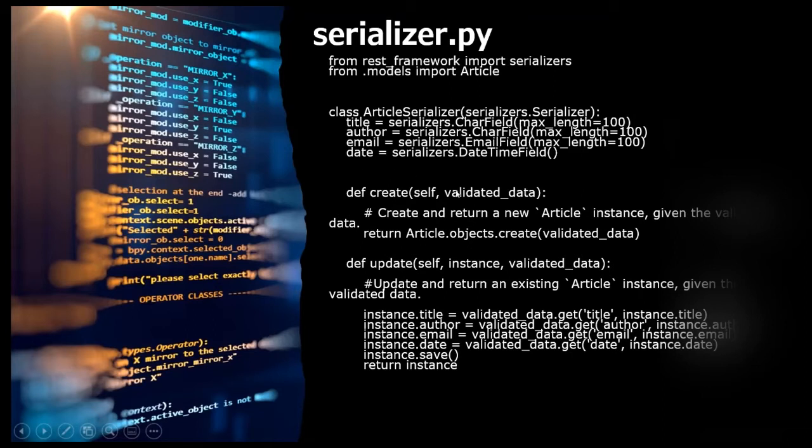Okay? So pag tinawag natin si create, it will validate the data and return the article instance given the validated data. So yan, kukuhain lang yun. And sa update naman, update and return an existing article instance given the validated data. So we're going to type instance.title = validated_data.get. Okay? So kung ano yung nandun sa data natin, yun yung ipipikatin niya.